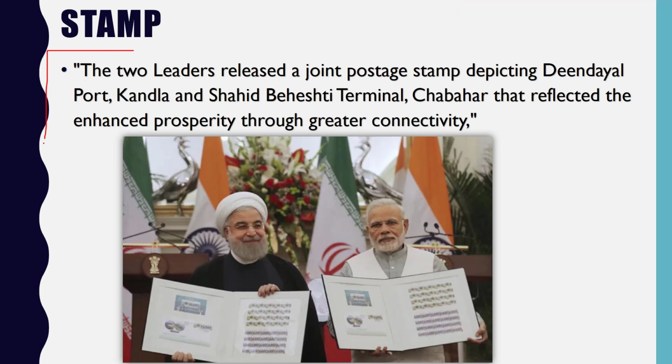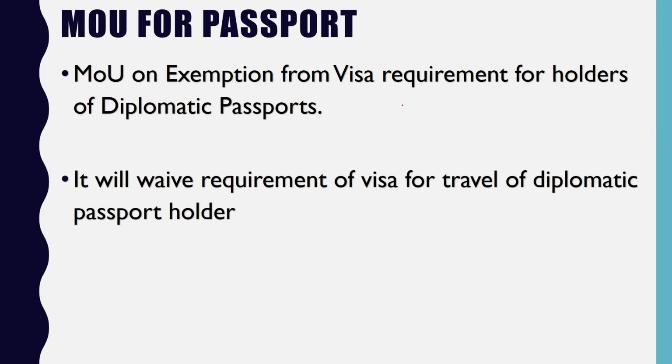And the two leaders, the leader of Iran and the Prime Minister of India, also released a joint postage stamp depicting Deen Dayal port and the recent Chabahar port, to sort of show the world the connectivity between India and Iran.